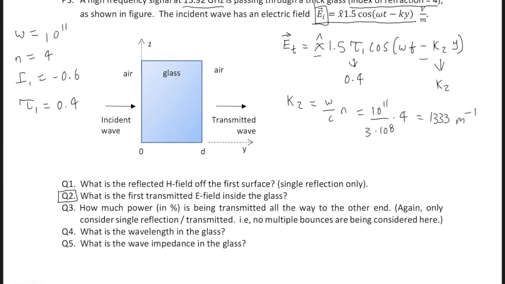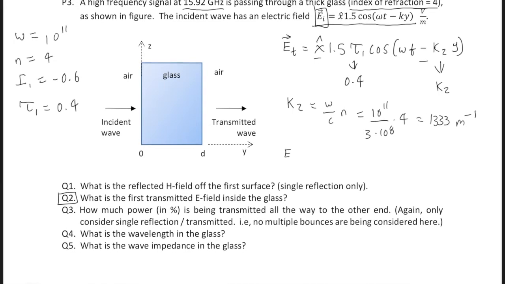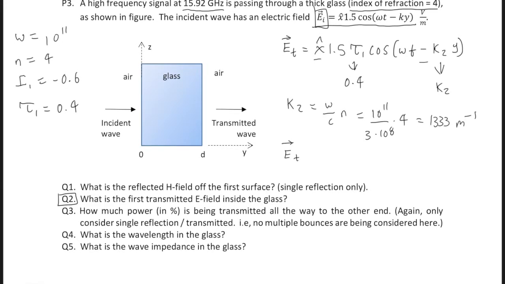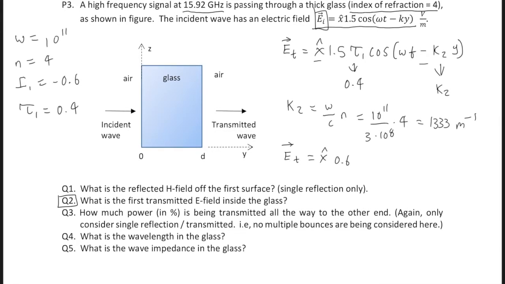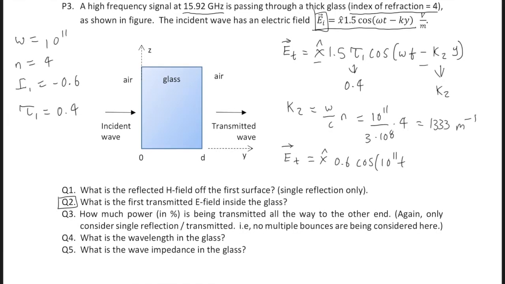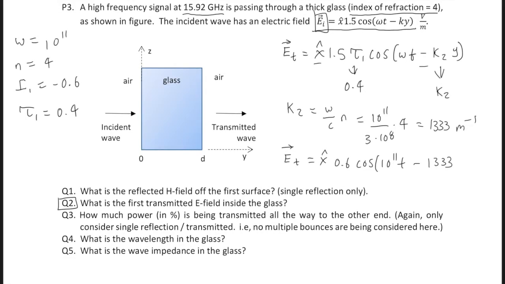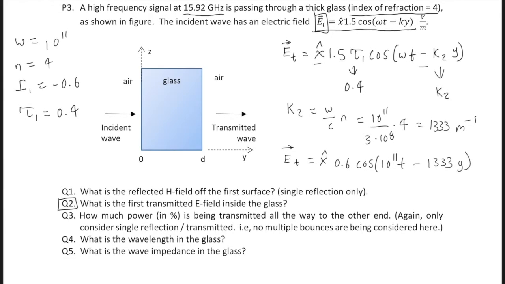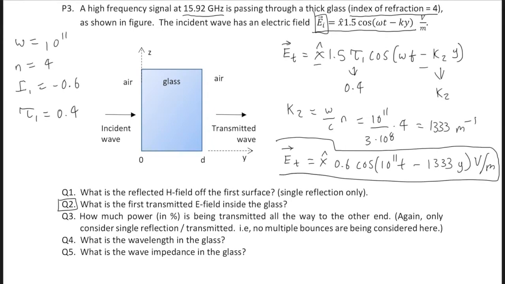All right, now we just plug this in. So then we get E_T is equal to x hat 0.6 cosine 10 to the 11 t minus 1,333 y volts per meter. And that's the usual unit for the electric field. All right, so we just entered Q2.